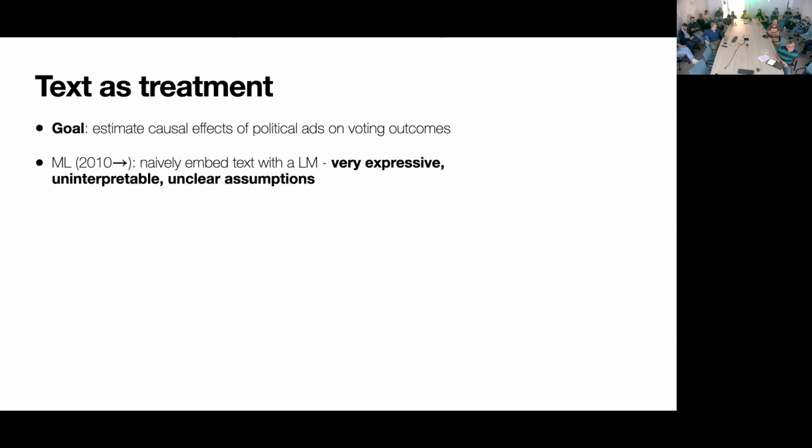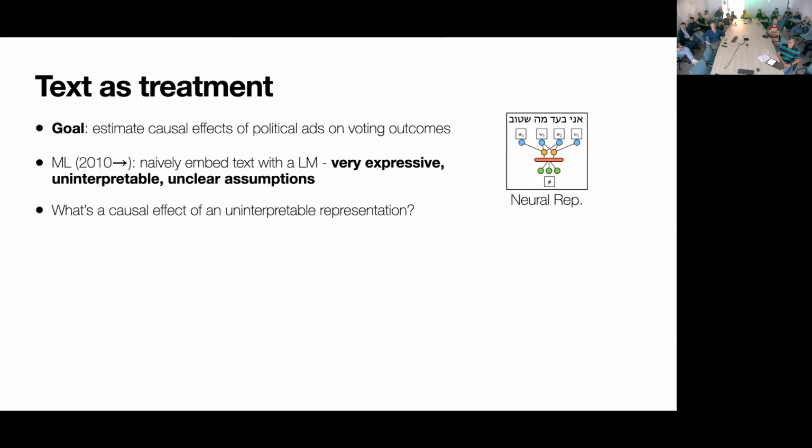Right, so if we just think about this from a machine learning perspective, especially in NLP, let's just naively embed text with a language model, as I showed you before. We get some vector representation of text that is very expressive, but it's uninterpretable, and there's no way of explaining to a social scientist what assumptions I've made to get this vector representation. It also gives us a very weird problem in the world, which is: what is the causal effect of this vector?